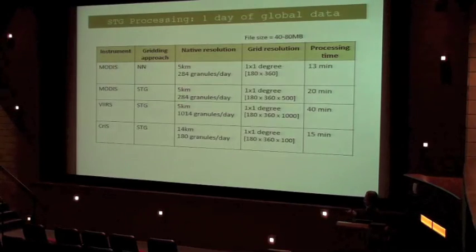So here is just some estimate of how long it takes. A traditional nearest neighbor approach is 13 minutes. You have, for MODIS, say, 280 granules a day, and you end up with one array or one file that is just 180 by 360 if you have 1 degree. And the file size is around that size. And for the rest, you can just read there. So you can see it's very doable.